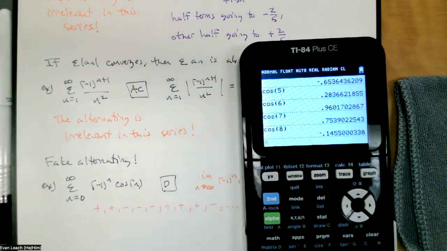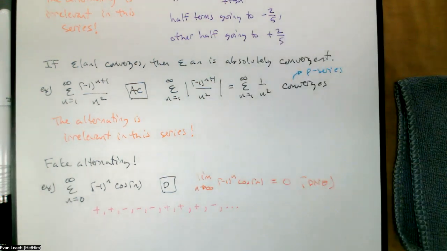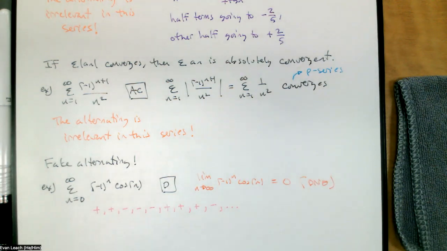So the cosine n is not positive for all n. So this series is not alternating. We don't want to bring up the alternating series test, first of all, because the series diverges and the alternating series test will have nothing to do with it. Second of all, it's not even alternating. Just because we have a -1 to the n does not mean that we are alternating.